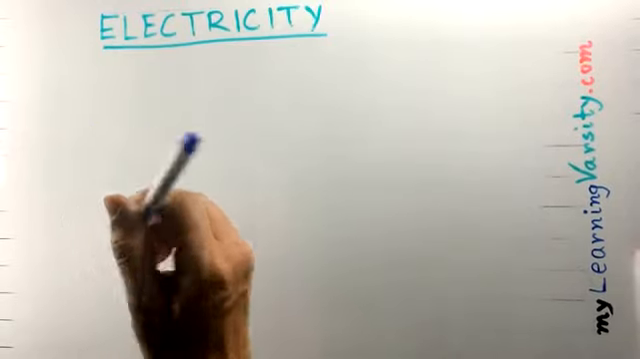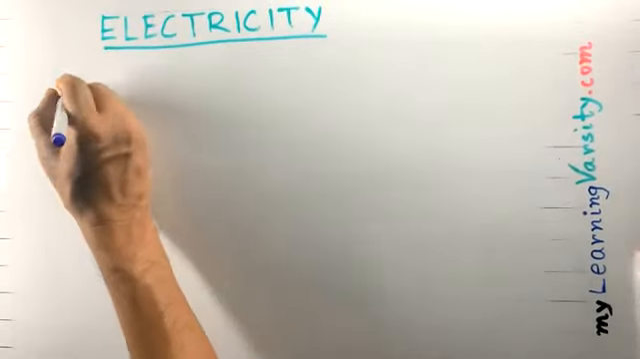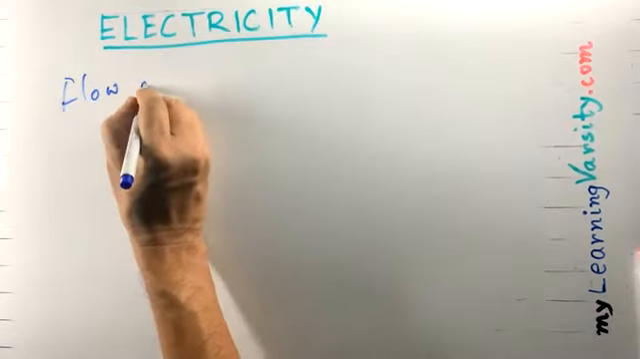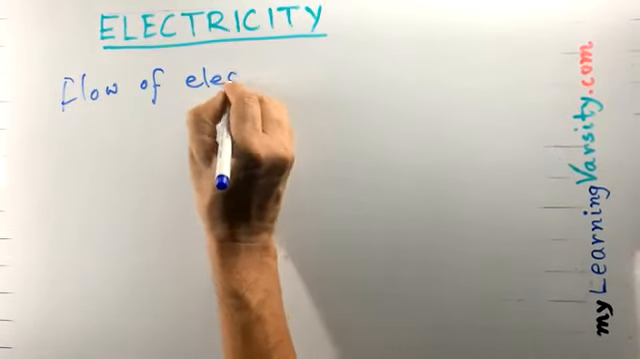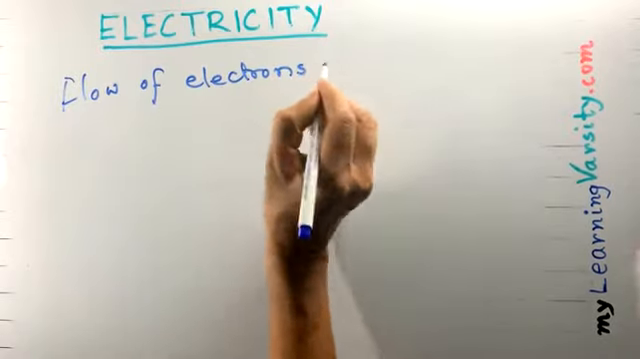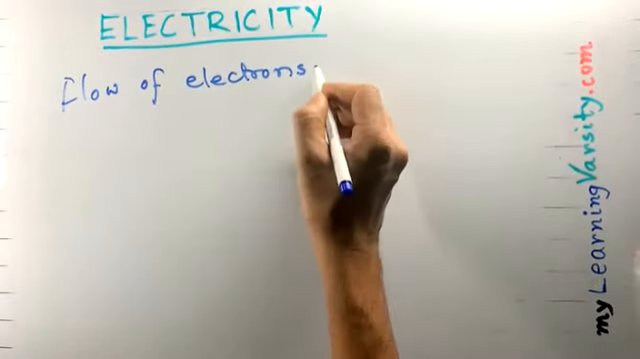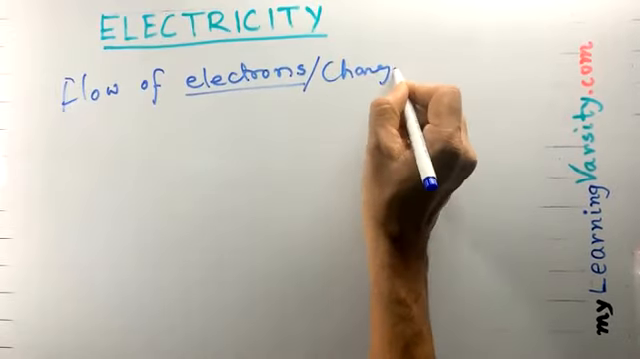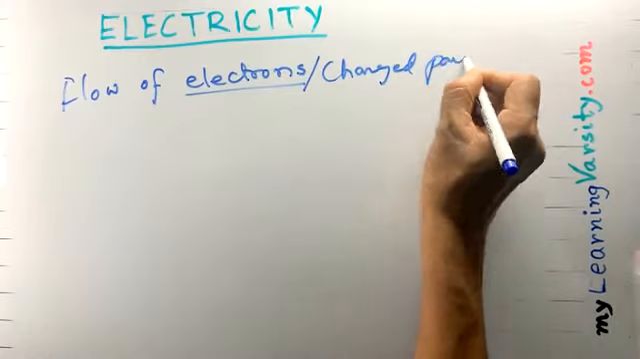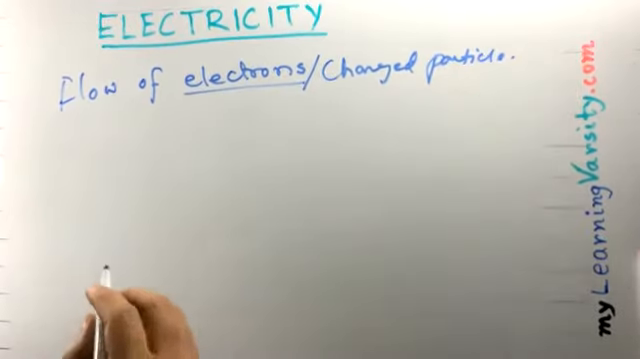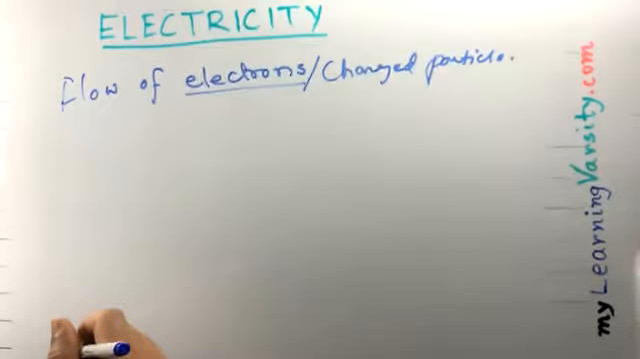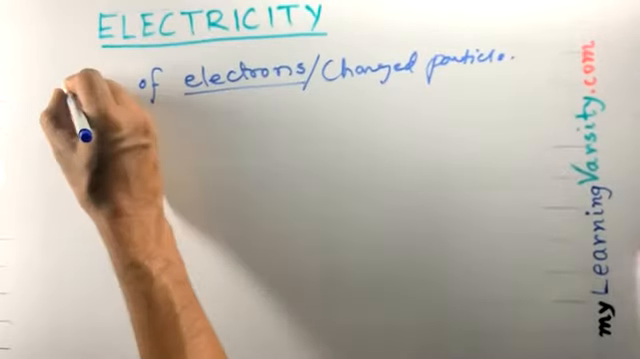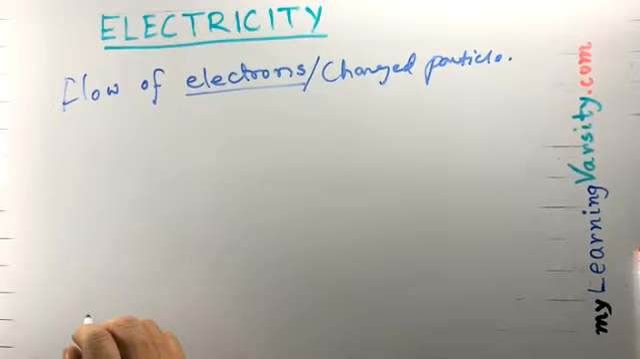Electricity is a form of energy and it's a flow of electrons. Sometimes we can generalize, it is not always electrons but a charged particle. But for simplicity, most of the time we refer to it as a flow of electrons. This electron is not visible to our eyes, so it's very difficult to perceive sometimes.